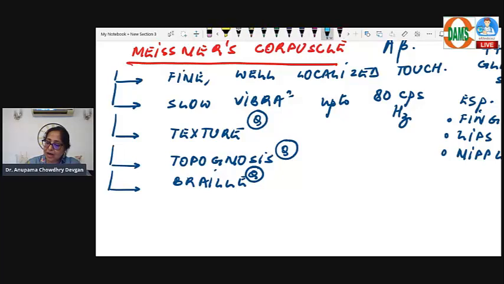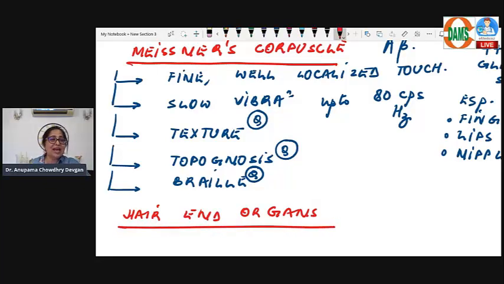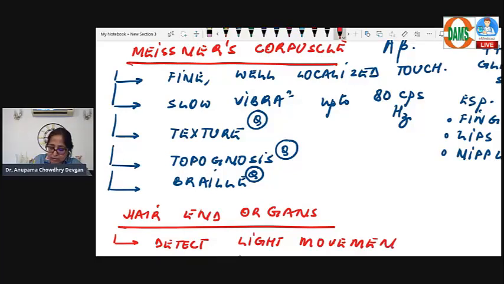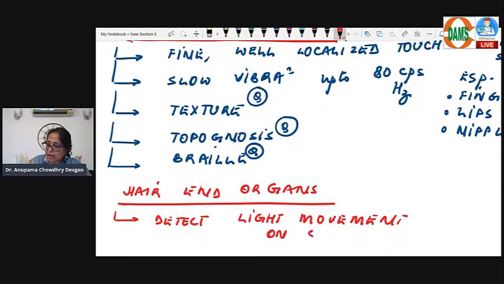There is another type of rapidly adapting receptor, known as hair end organs. Hair end organs are associated with hair follicles, and they detect light movement on the skin, right? So these are three types of rapidly adapting receptors: Pacinian corpuscles, Meissner's corpuscles, and hair end organs. Okay? All right.